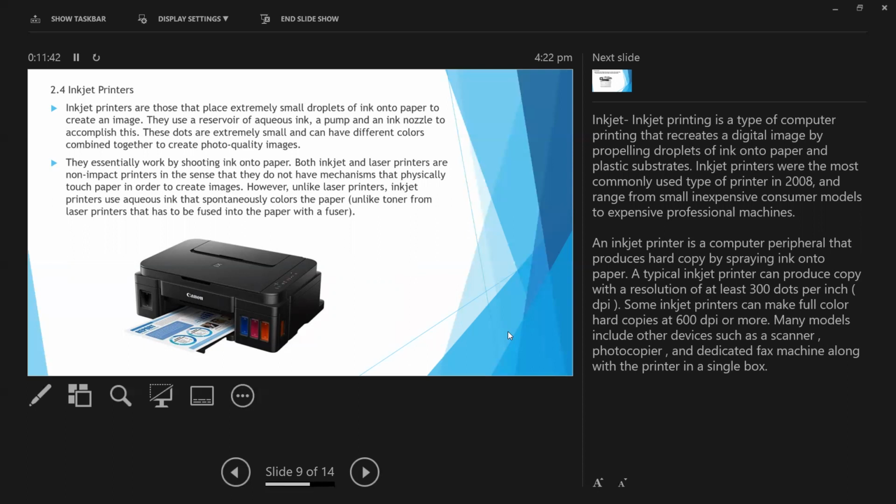and range from small, inexpensive consumer models to expensive professional machines. An inkjet printer is a computer peripheral that produces hard copy by spraying ink onto paper. A typical inkjet printer can produce copy with a resolution of at least 300 dots per inch. Some inkjet printers make full-color hard copies at 600 dpi or more. Many models include other devices such as scanner, photocopier, and dedicated fax machine along with the printer in a single box.